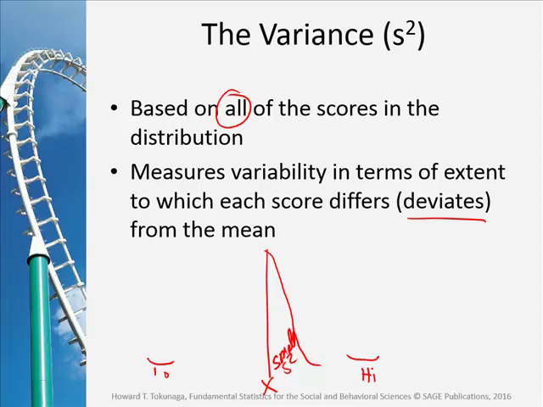If I have a large variation, which means there's lots of distance from the mean, what's my curve going to look like?